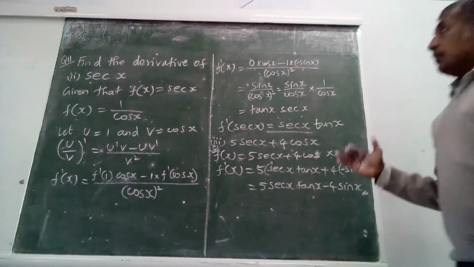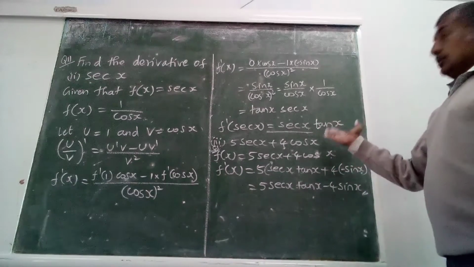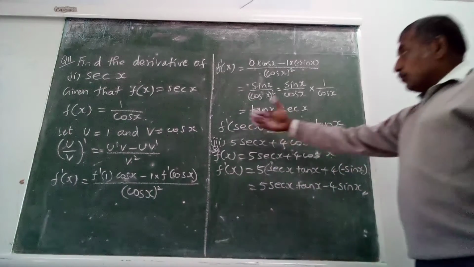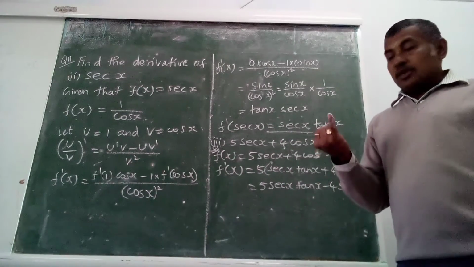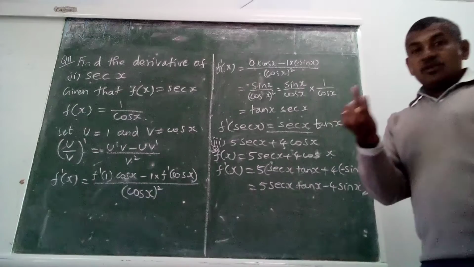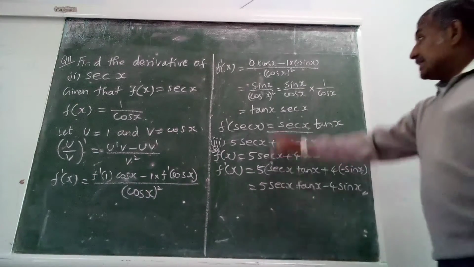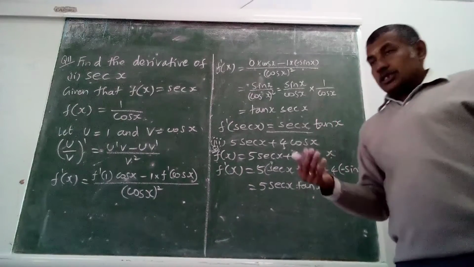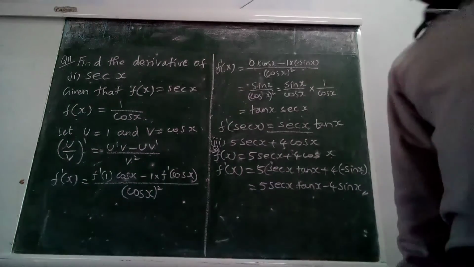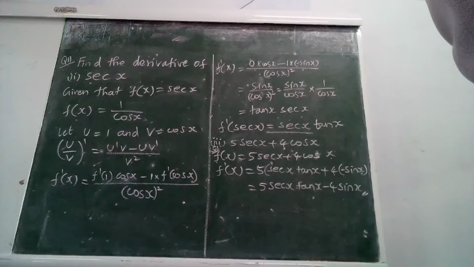So from this question we understand that the previous question's result we are using in the next question. Isn't it? So cos x when you differentiate we get minus sin x. Sin x when you differentiate we get cos x. Secant x when you differentiate we get secant x tan x. So far we learned all this. So you need to remember and you can use it for further questions on how to solve them.